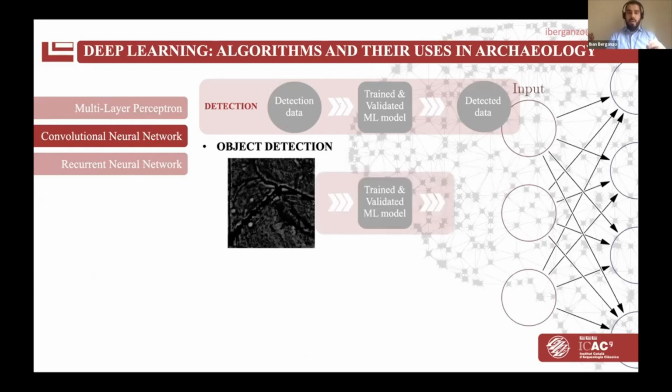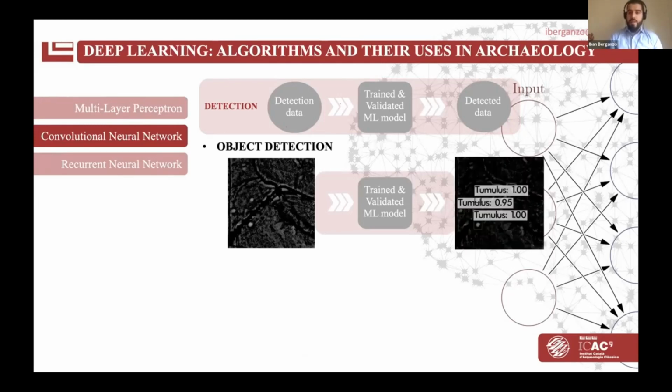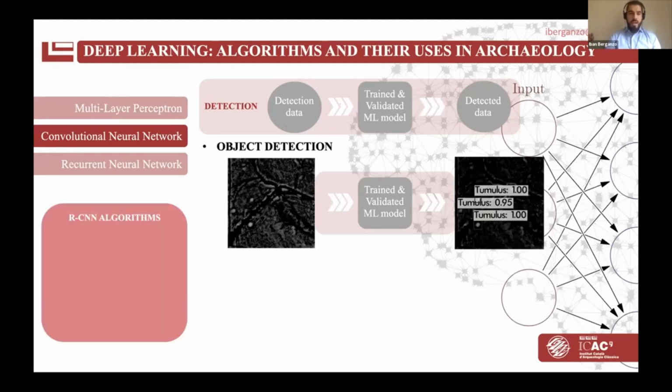For example, here we have an image where there are 3 tumuli that are the white circles. If we use our trained and validated model to detect these tumuli, we will obtain their position in the images. The algorithms that we use to make these convolutional neural networks for object detection are YOLO, Faster RCNN, and EfficientDet. This is the newest one and the most efficient.